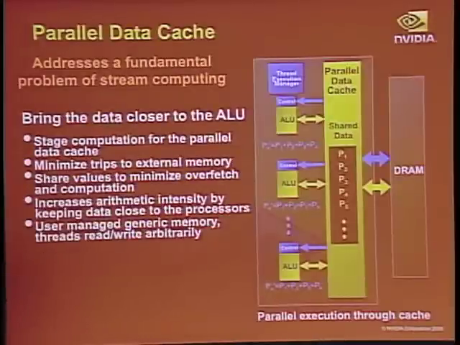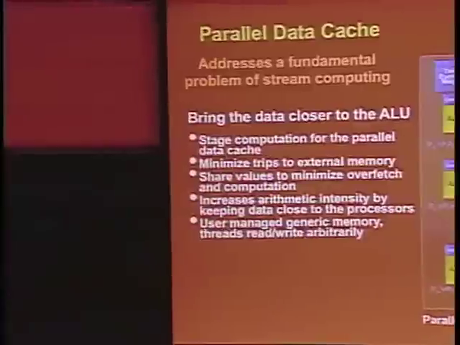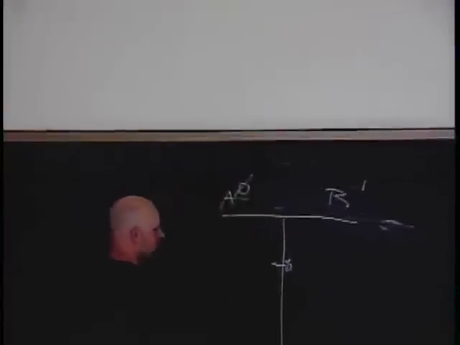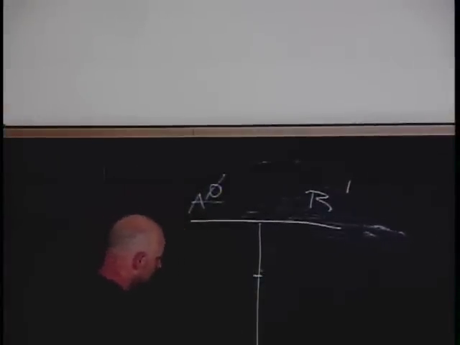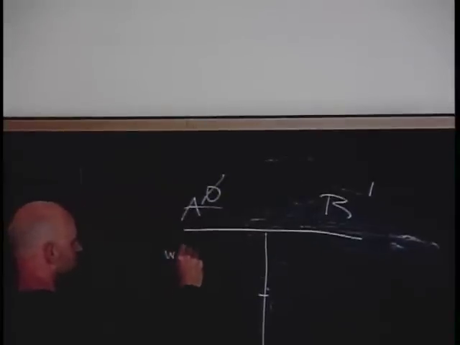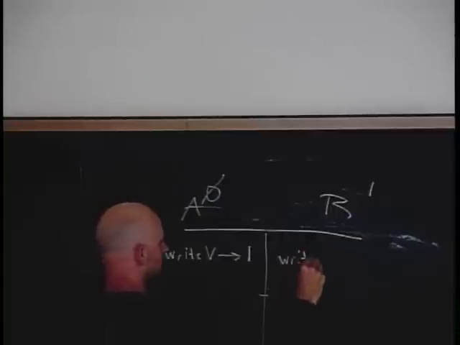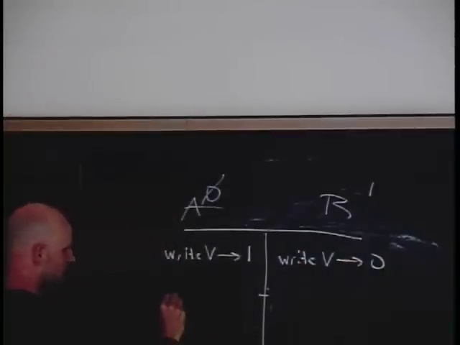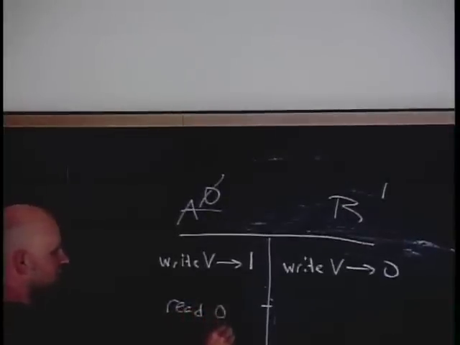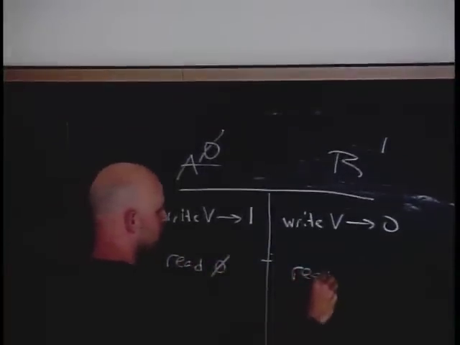But doesn't this give you hazards? It depends on how you structure your program. Let's say, for instance, I'm thread A and I'm thread B. Okay, and I'll say I'm thread 0 and I'm thread 1. That's probably better. I say I would like to write my value into address 1, and I would like to write my value into address 0, and then I would like to read address 0, and I would like to read address 1.